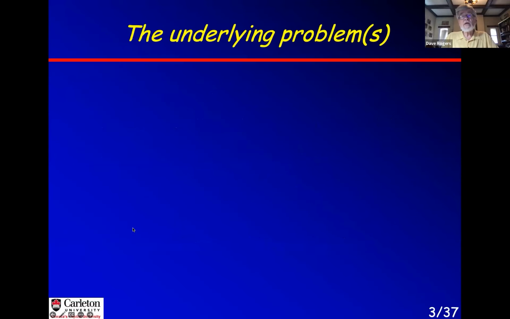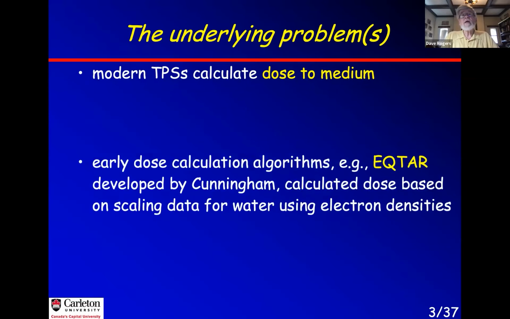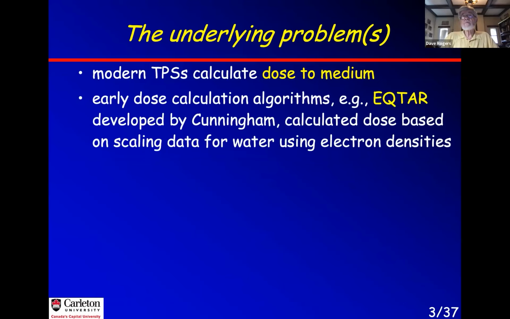So what are the underlying problems? The first one is that modern treatment planning systems calculate the dose to the medium by and large. But early dose calculating algorithms, for example, the equivalent tissue air ratio method, which was developed by Jack Cunningham, actually calculated dose based on scaling data for water using electron densities. And I'll come back to that and discuss it a little bit more, to show what that means.